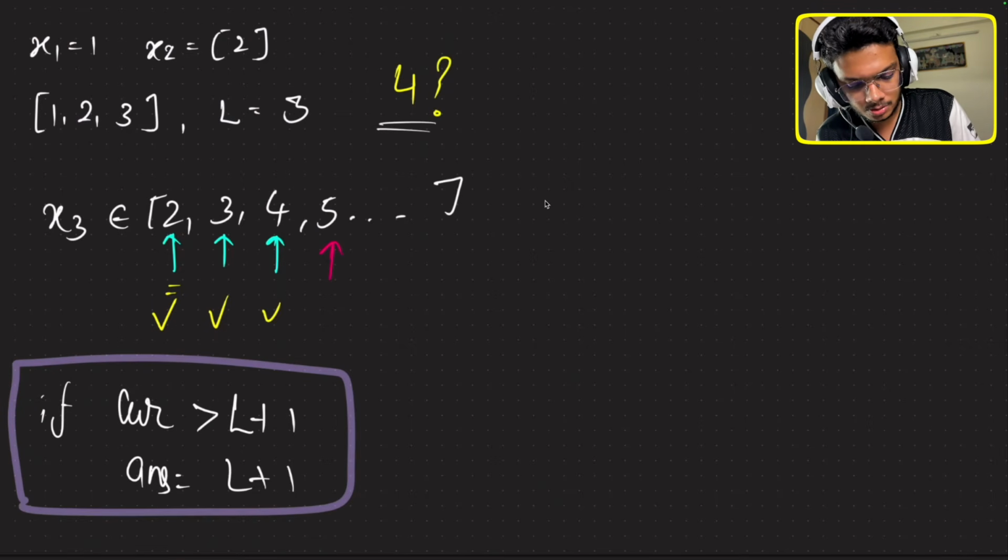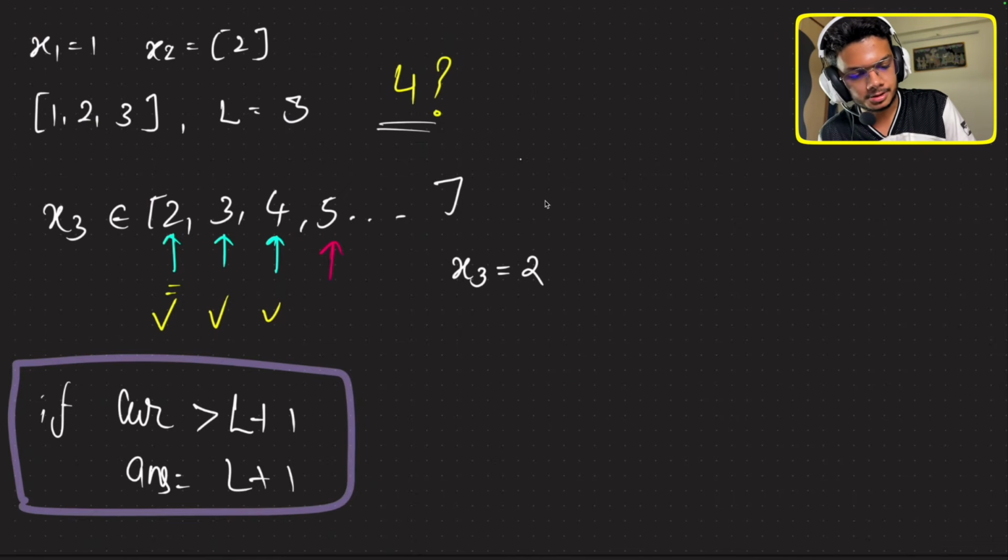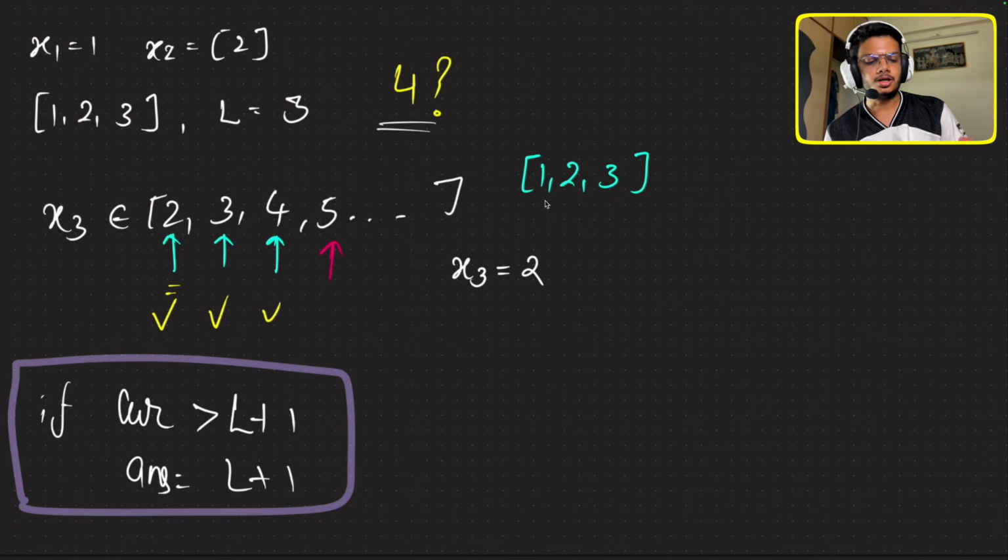Okay. Now, what if x3 was 2? Remember, earlier we were able to create all the sums in the range 1, 2, and 3. Maybe I can write in a different color. You are able to create all the sums in the range 1, 2, and 3. Now, how will L be affected? So, L was right now 3. If x3 is 2, if you decide to take 2, you can associate this 2 with 1. So, then you can get the sum 3. Fine. The L is not increased.